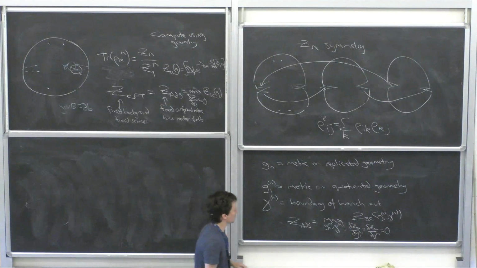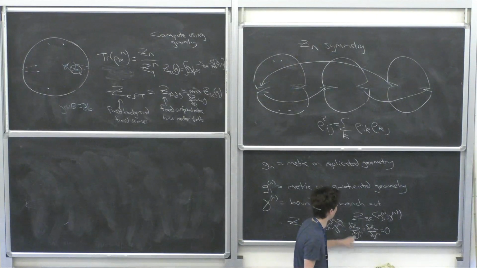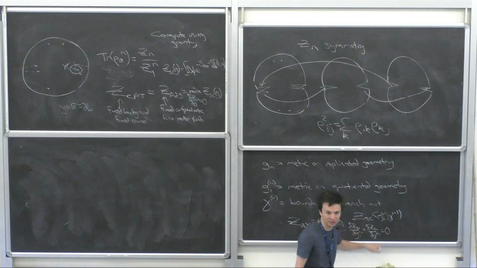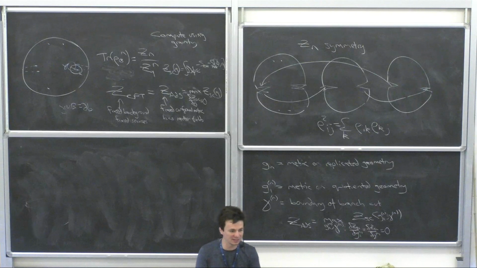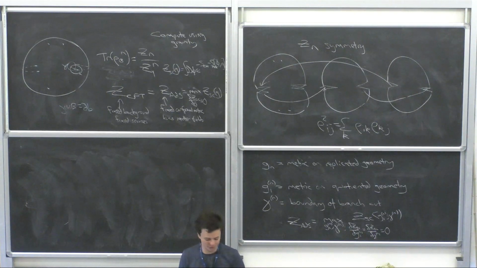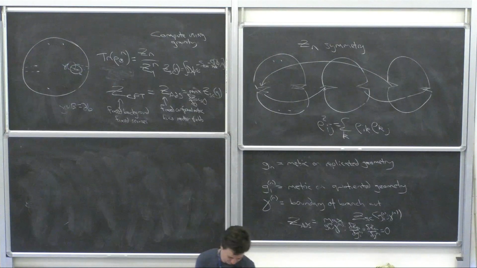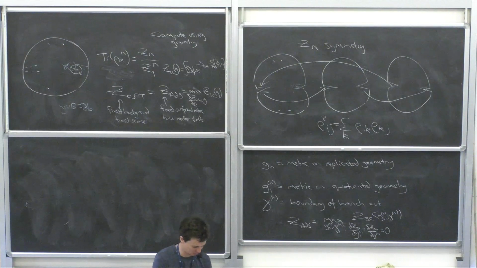Okay, so if we can rewrite the whole calculation of Z semi-classical in a way that doesn't explicitly depend on n being an integer, then we're going to be able to take n to be a non-integer, and we'll be able to take a derivative around n equals 1. Okay? So let's try to do this.